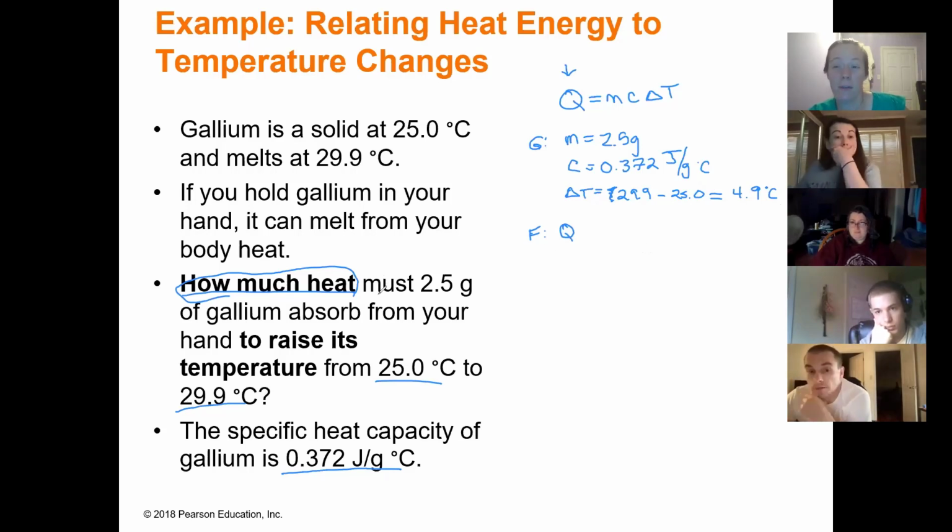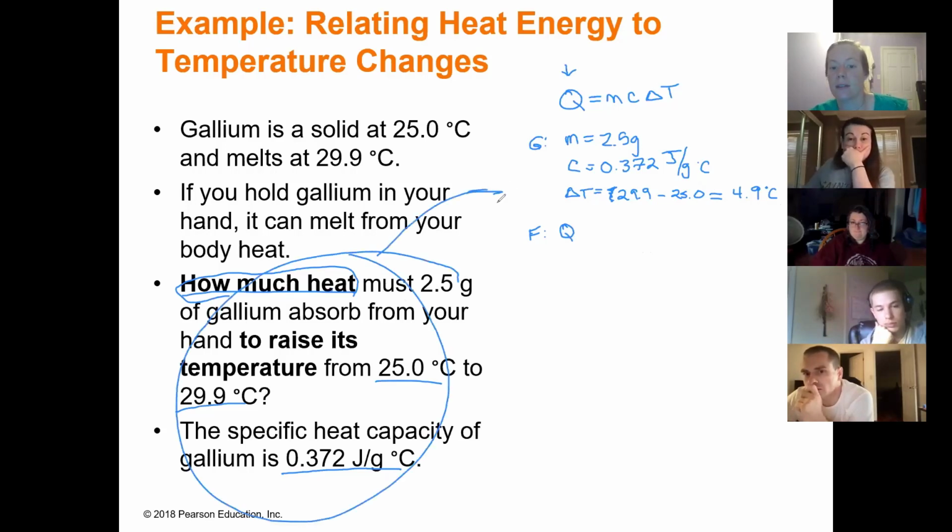So I think the hardest thing for people with these problems is just getting from this to this. Once you've got this, then it's just plug and chug, right? Now, all we need to do is just stick the things in where they belong, like where their home is. So the mass is 2.5 grams. Even before you plug it in, just check and make sure the units are all happy. So gram and gram, Celsius and Celsius.